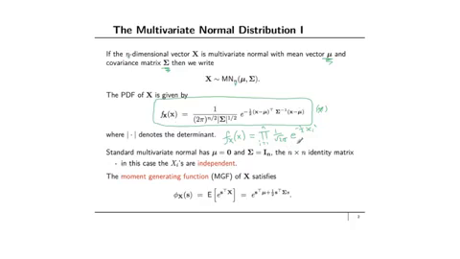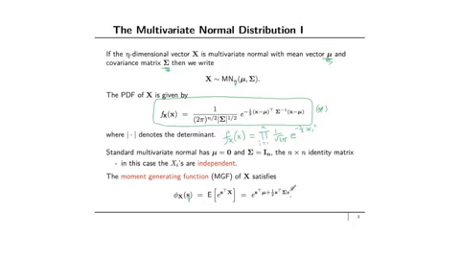The moment generating function of x is given to us by this quantity here. So phi subscript x of s is actually a function of this vector s, and it's the expected value of e to the s transpose x. And this is equal to e to the s transpose mu plus a half s transpose sigma s.